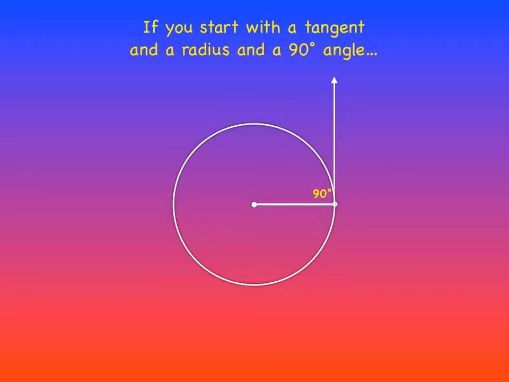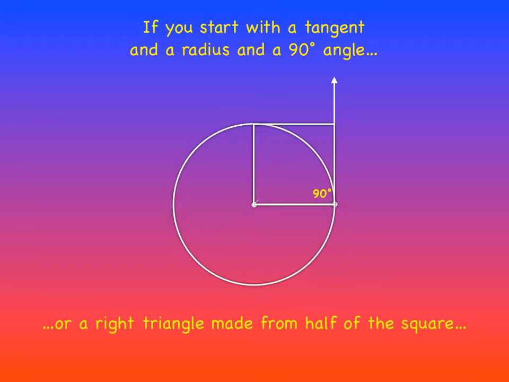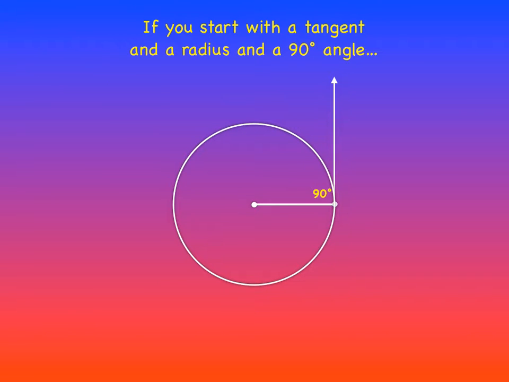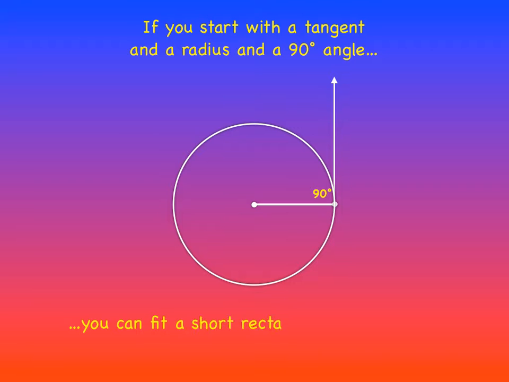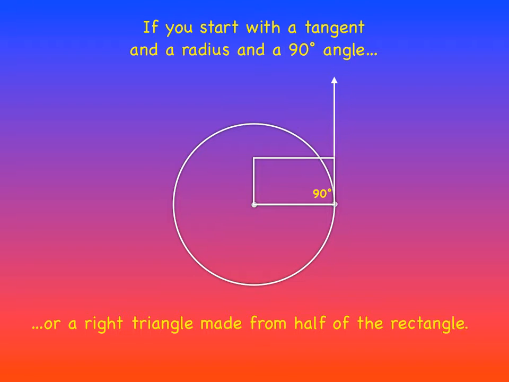If you start with a tangent and a radius and a 90-degree angle, you can fit a square in that space, or a right triangle made from half of the square. You can fit a tall rectangle in that space, or a right triangle made from half of the rectangle. You can fit a short rectangle in that space, or a right triangle made from half of the rectangle.